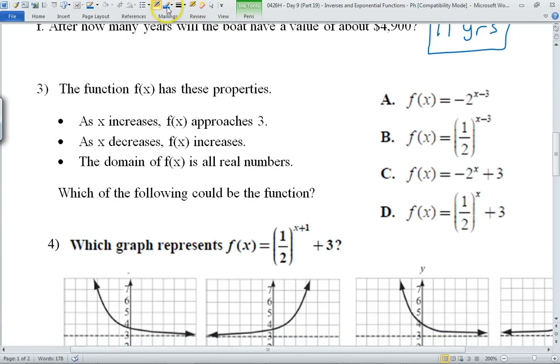Now look at number 3. The function f of x has these properties. As x increases, meaning as we go to the right, f of x approaches 3. Okay, this is like an asymptote. So as we go to the right, the graph approaches 3. So let's look at the possibilities just from that alone.